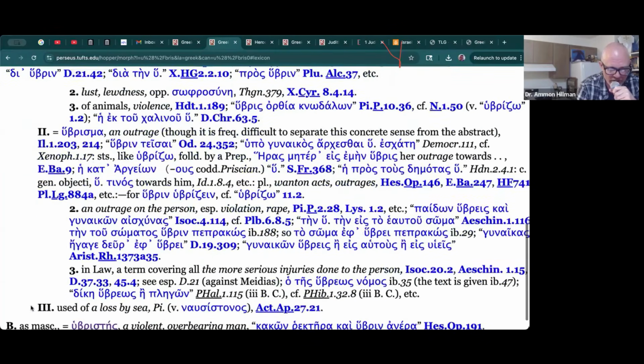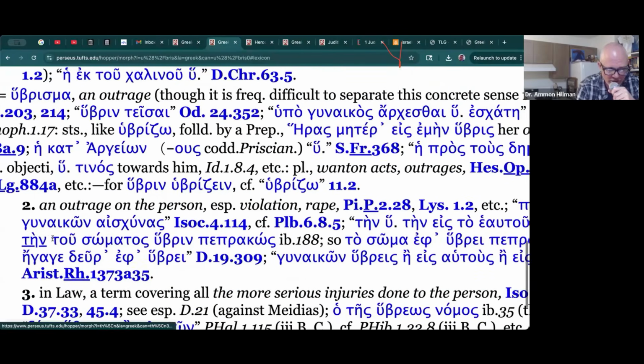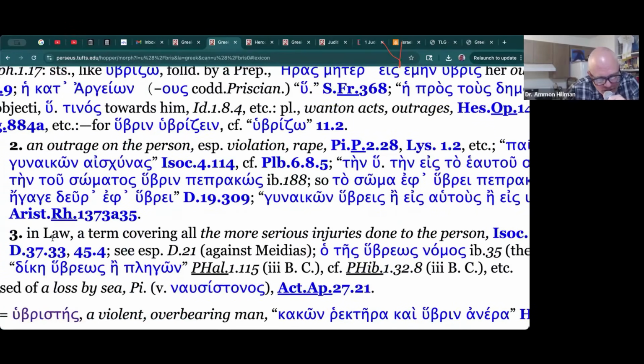Look at number 2. It's an outrage. An outrage on the person, especially violation or rape. And they start talking about the gunaikon. Rape itself is hubris. You can translate hubris as rape. It is in law a term covering all the more serious injuries done to a person.